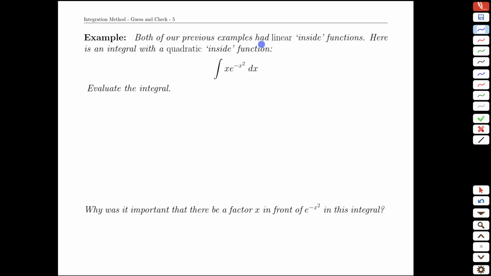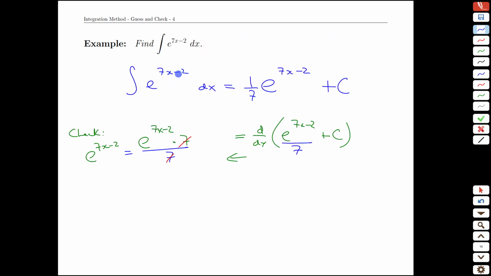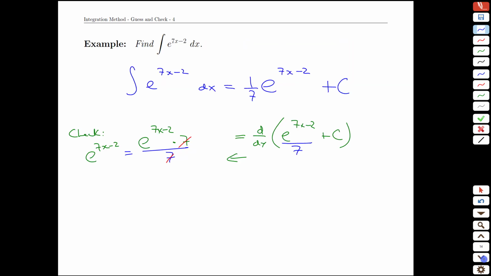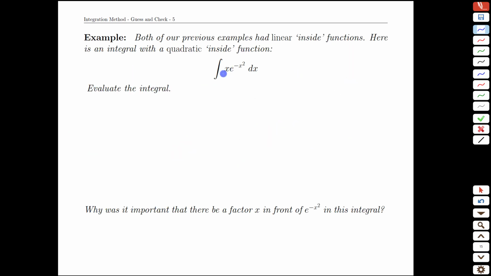Now what's interesting about those earlier examples is that they only had linear functions on the inside. Just going back quickly, we had a 7x minus 2, we had a 3x. In other words, they were just x to the power 1 involved. Take a look at this more complicated example, this integral of x e to the negative x squared.